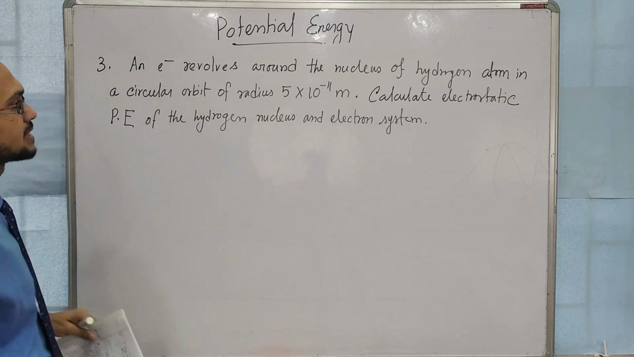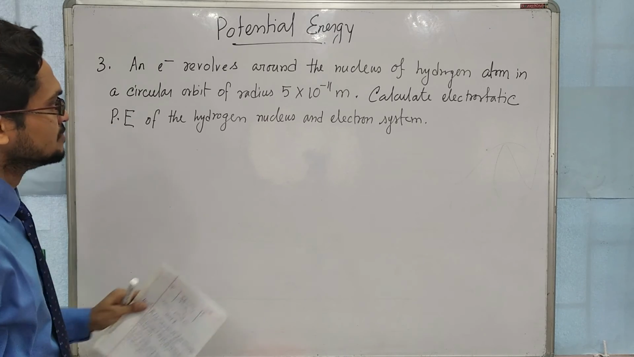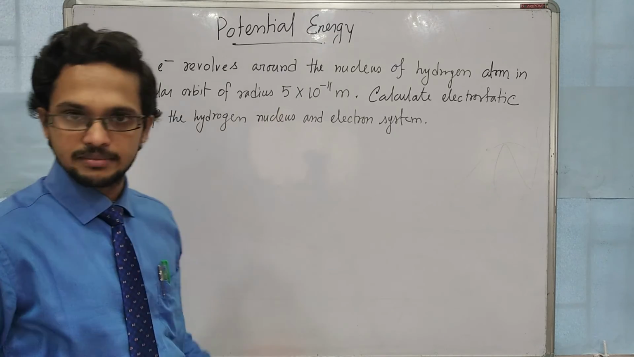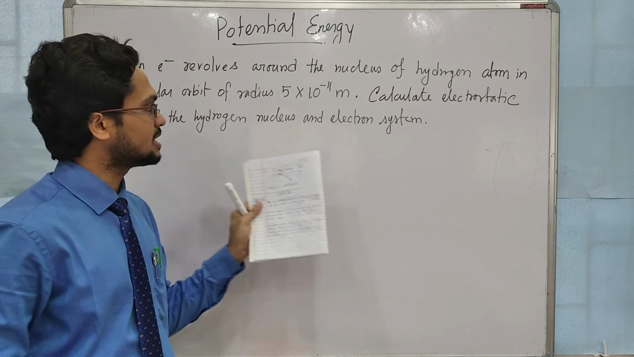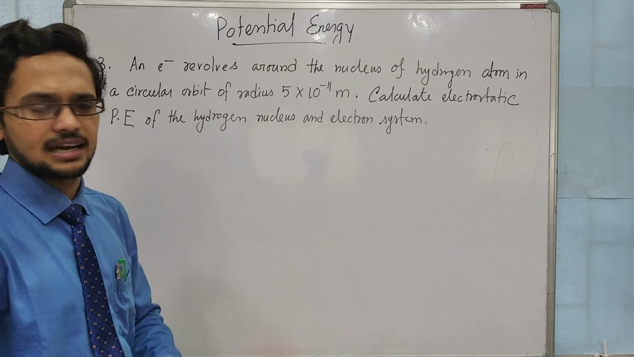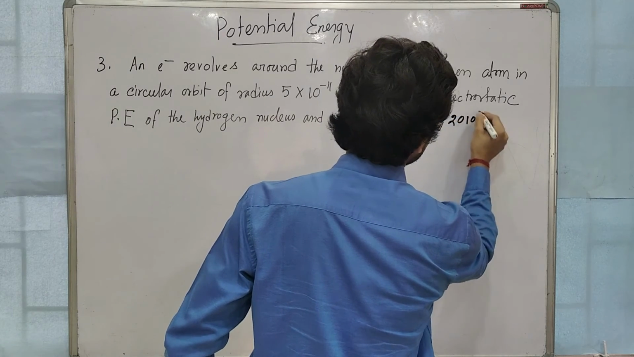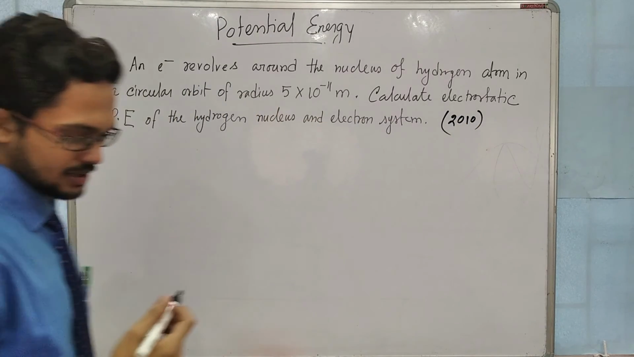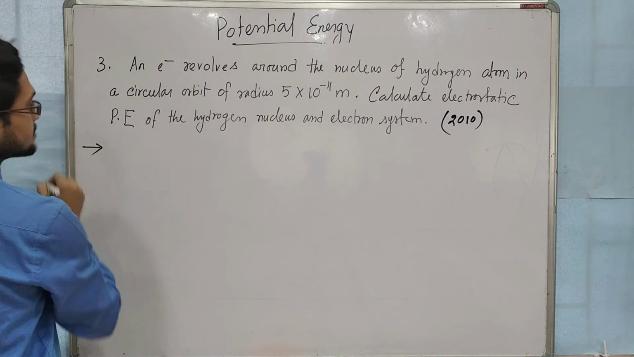An electron revolves around the nucleus of a hydrogen atom in a circular orbit of radius 5 into 10 to the power minus 11 meter. Calculate the electrostatic potential energy of the hydrogen nucleus and electron system. So these are similar kinds of problems, and this came in the year 2010. So how will you solve it here?